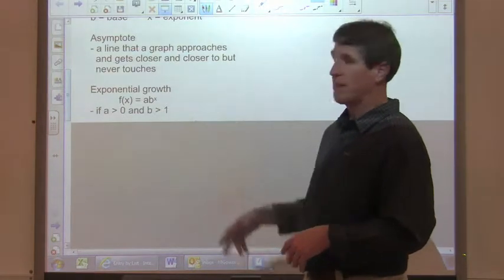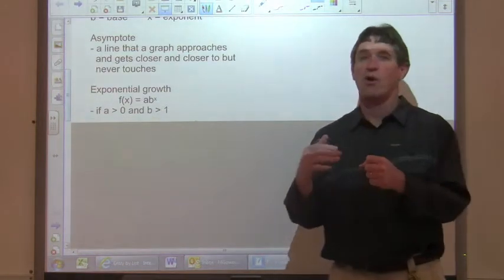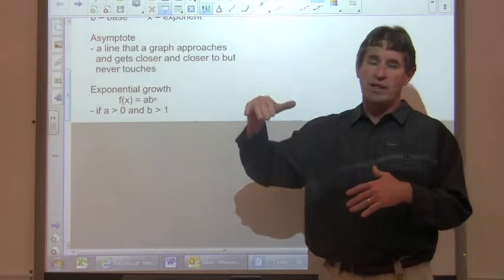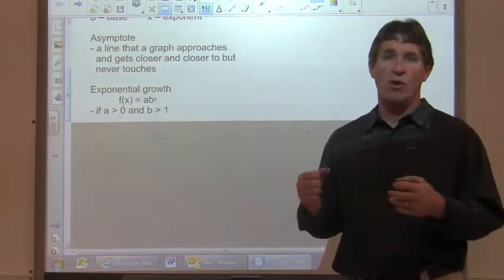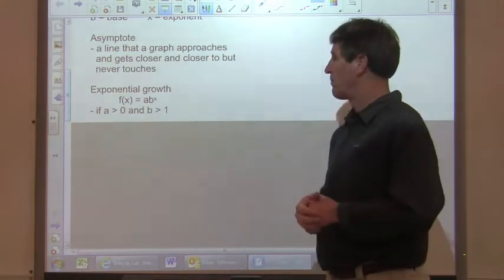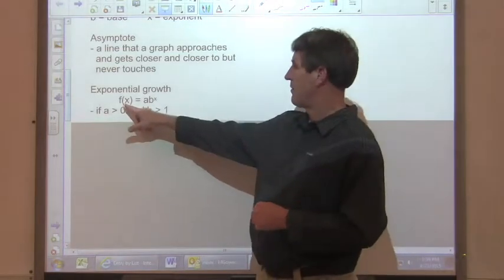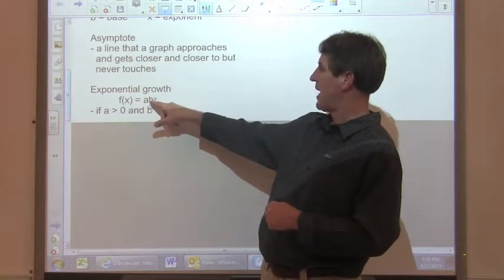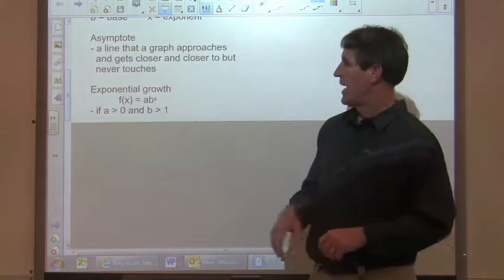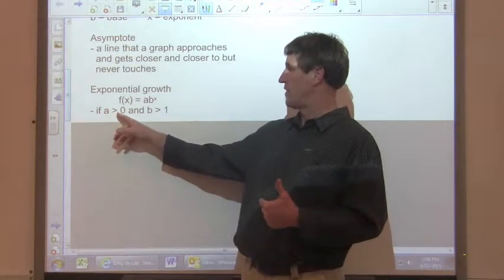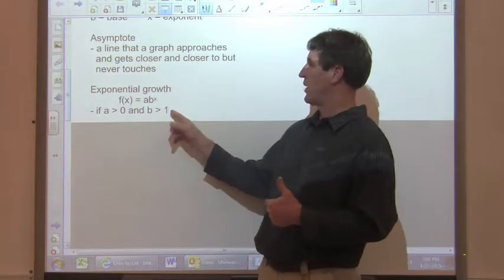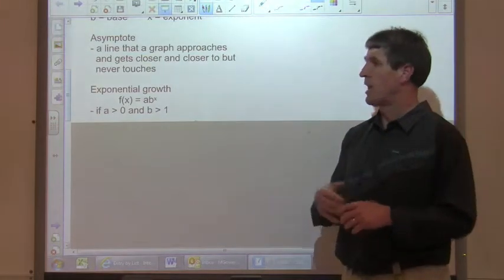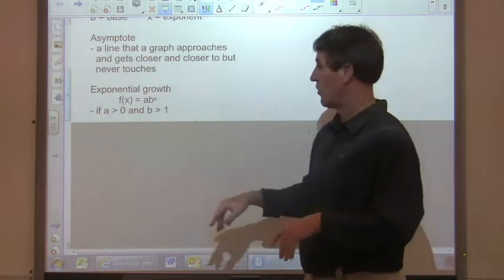So, exponential growth. When something is growing very quickly, like you'd like your finances to grow exponentially, it can be written as f of x equals a times b to the x power. And it's exponential growth if a is greater than 0 and b is greater than 1. Okay, so that will be an example of exponential growth.